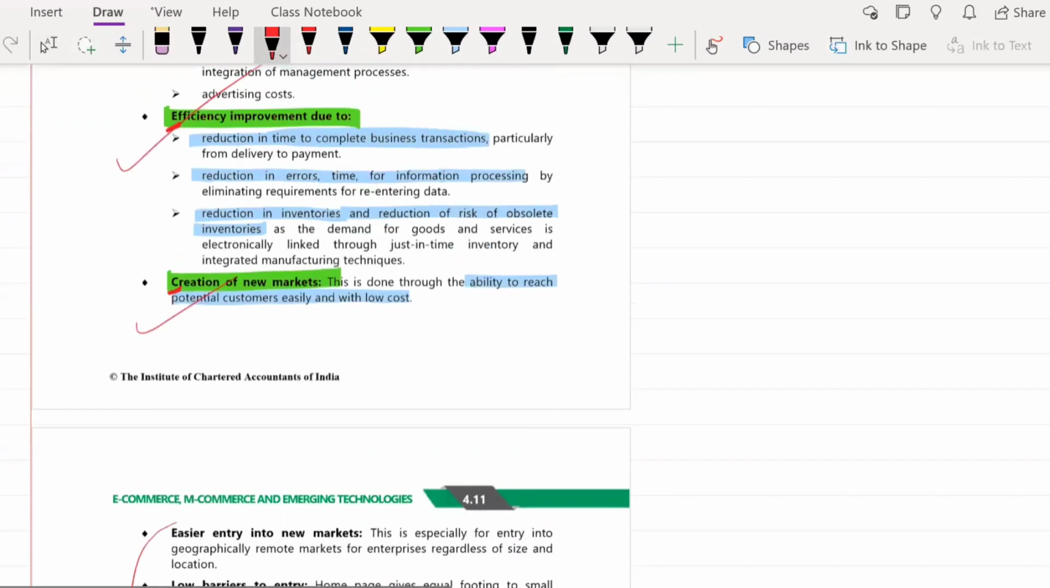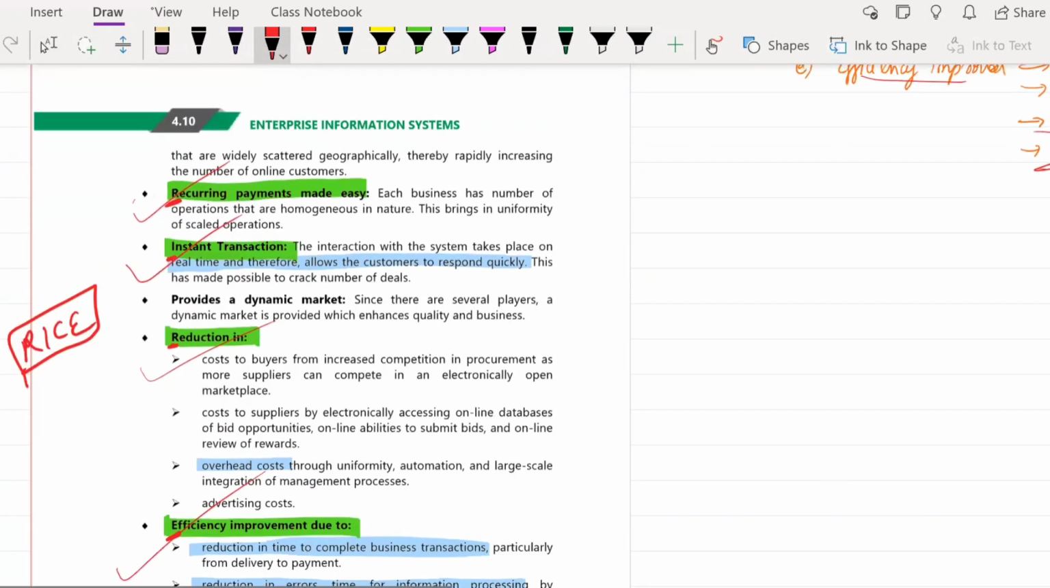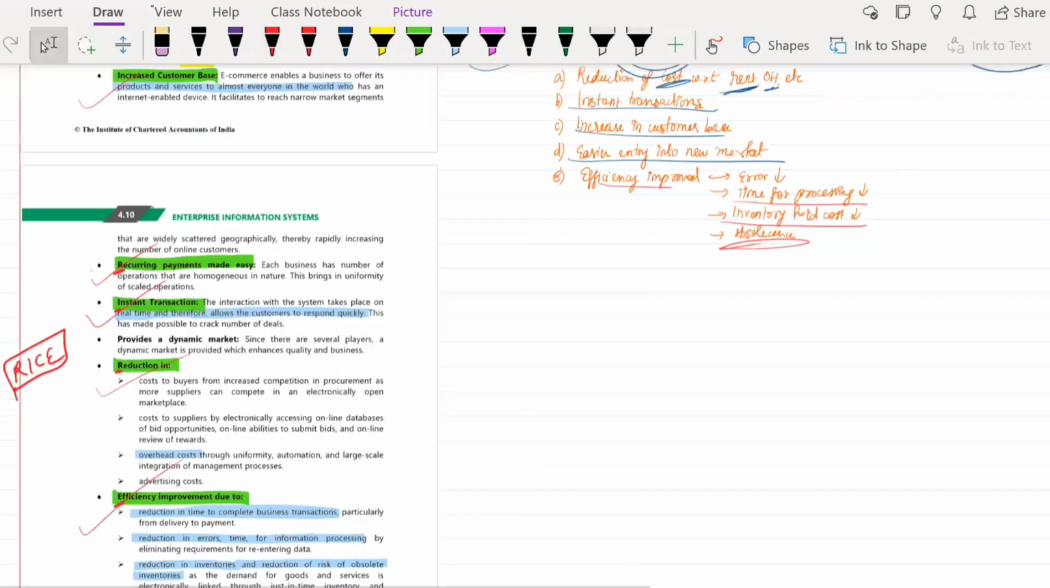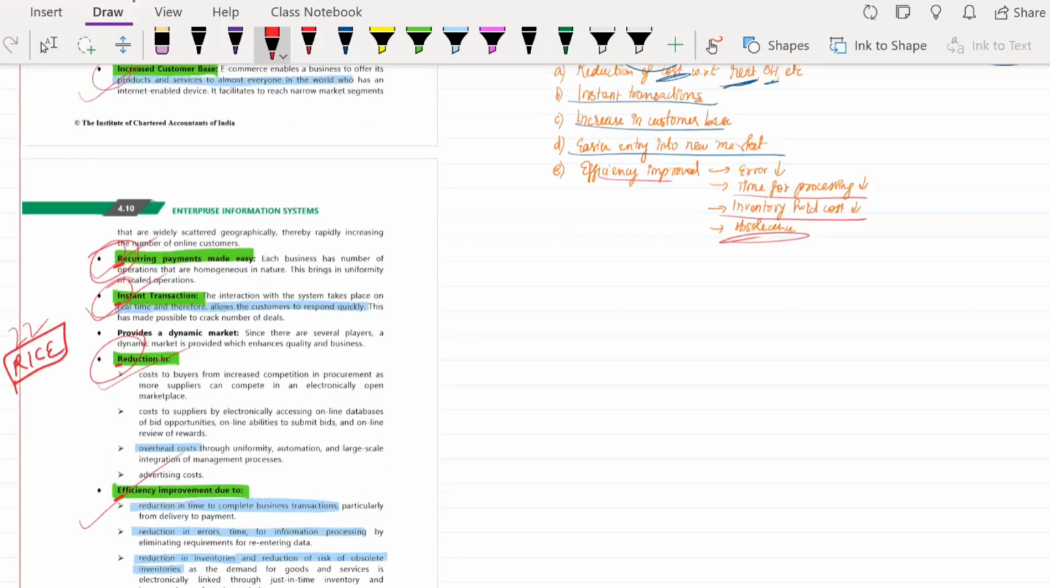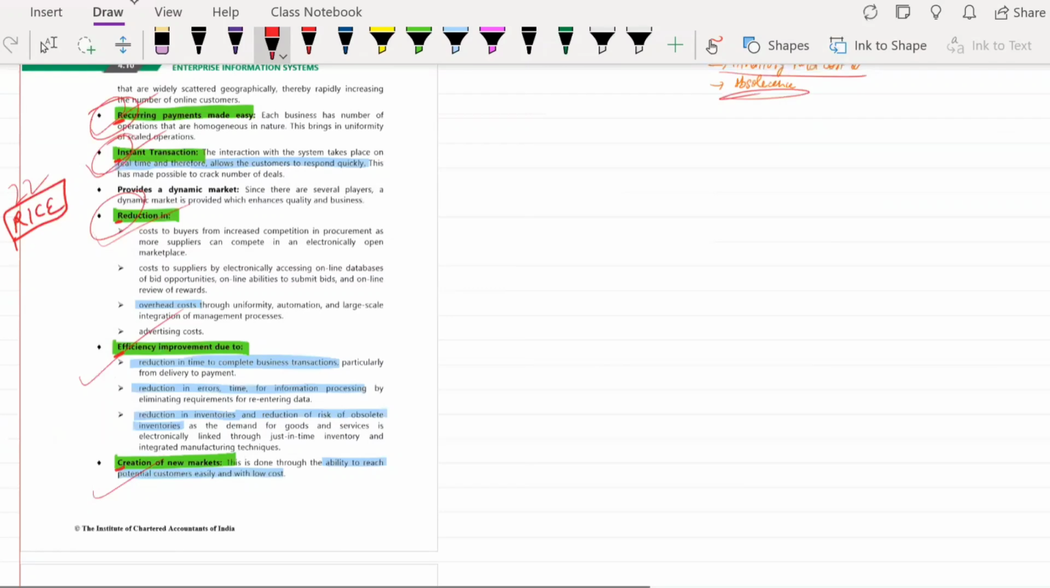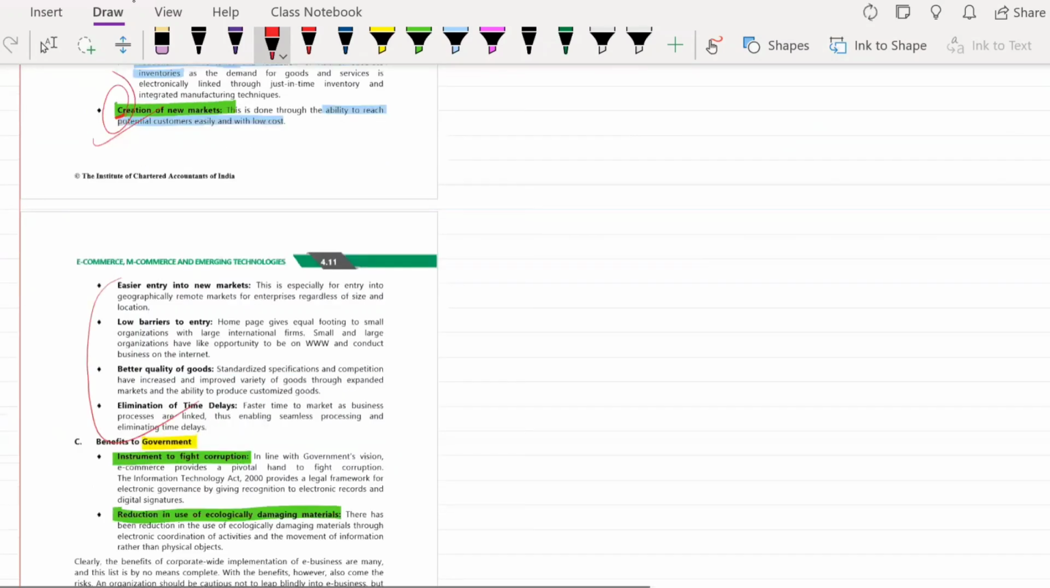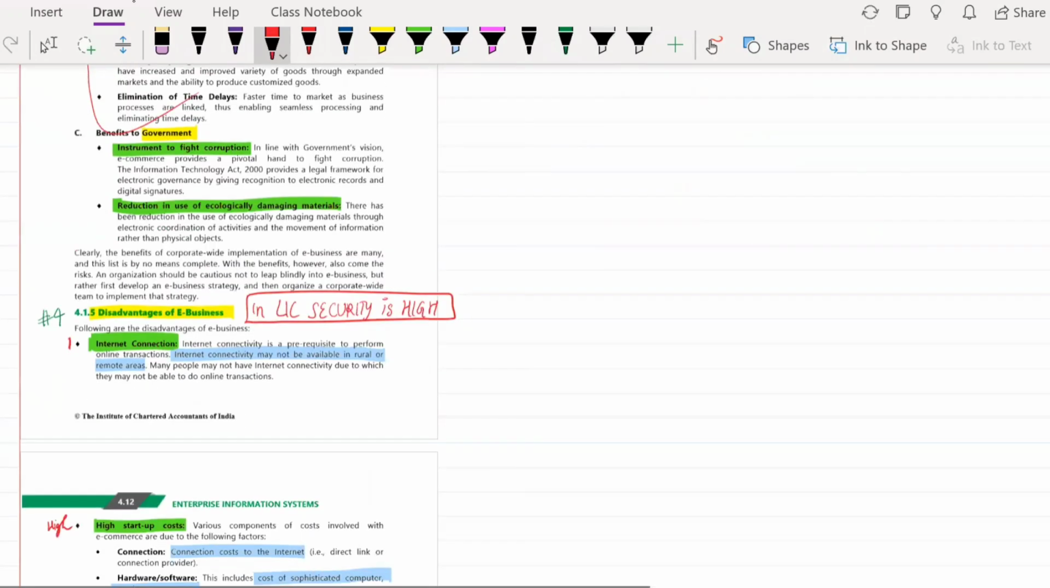I hope there are a few more. You can just read through this and you will be able to understand. So here the mnemonic for advantages to seller is RISE. R recurring, I instant. There is one more R, you can take it. There's one more I. So R square, I square, C, E. Okay, this is one mnemonic which you can write down.